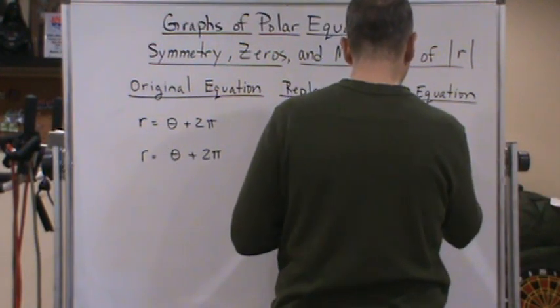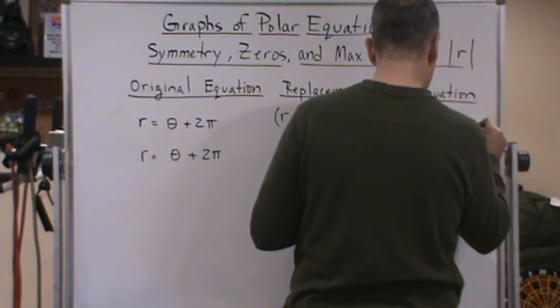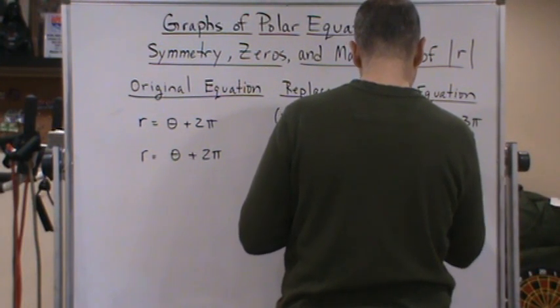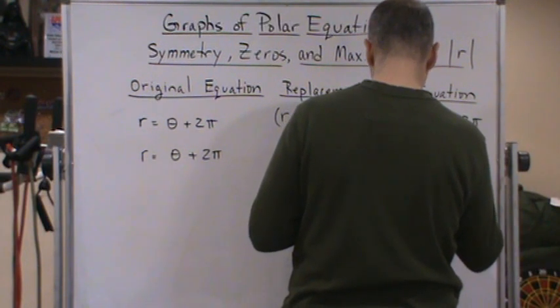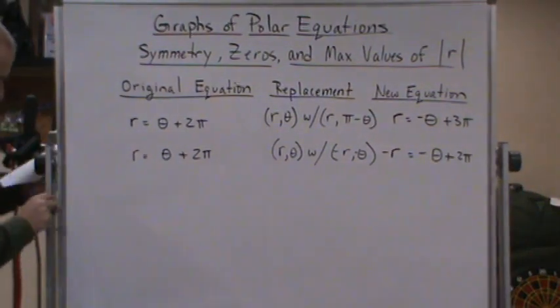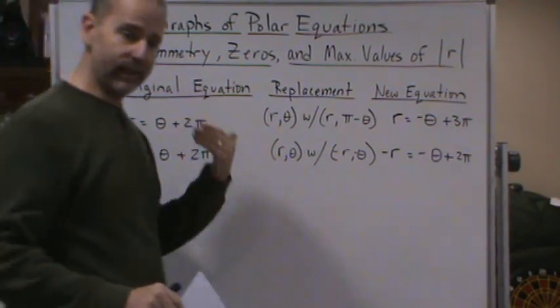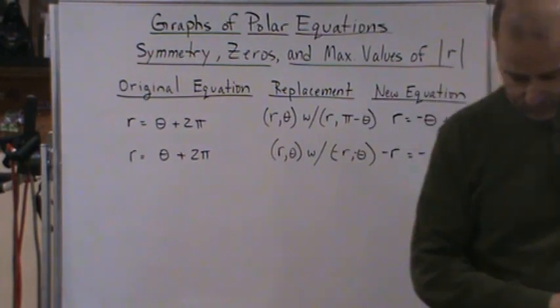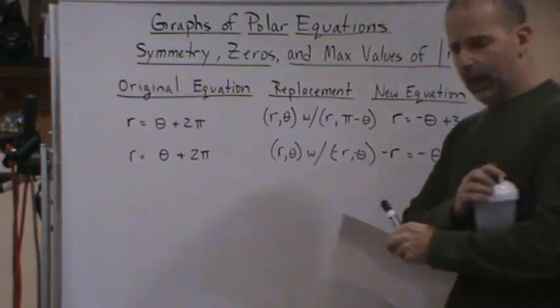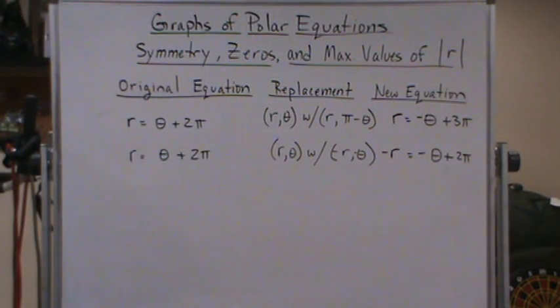We get r equals negative theta plus 3 pi. We get negative r equals negative theta plus 2 pi. And so neither one of those gives us the original equation back, right? And so in the last example, in the checkpoint, that's what happens because you're dealing with sine, right? You're dealing with the equation r equals 4 sine theta that we did in example 1.